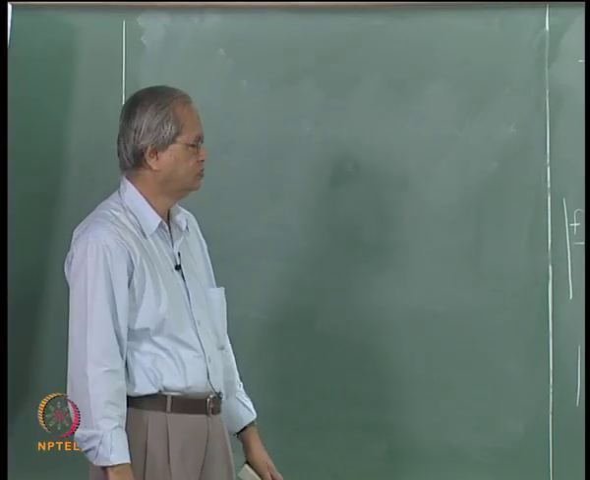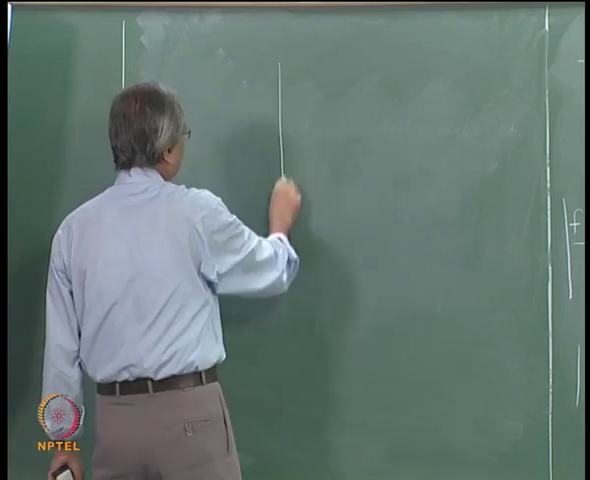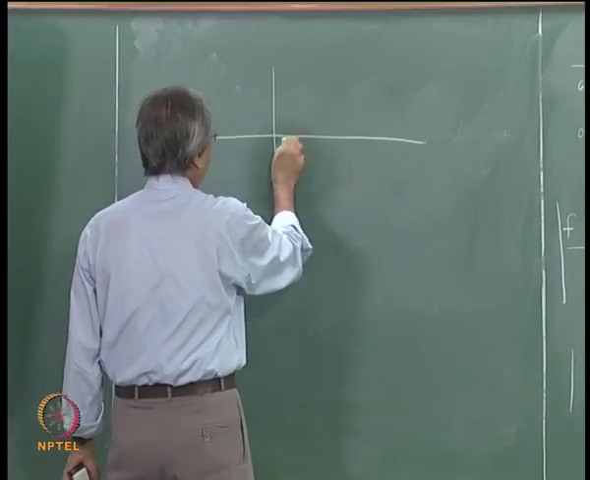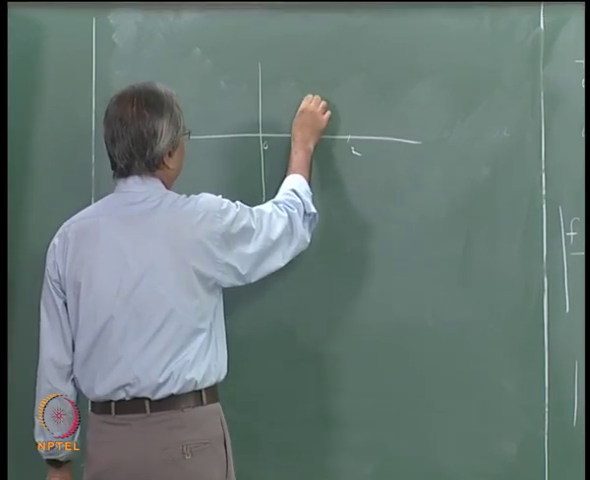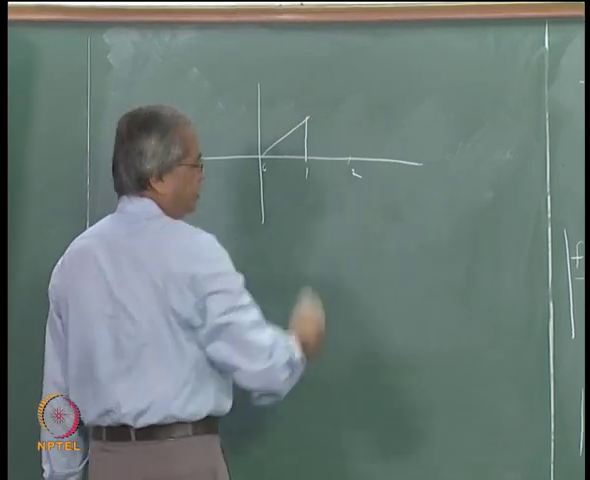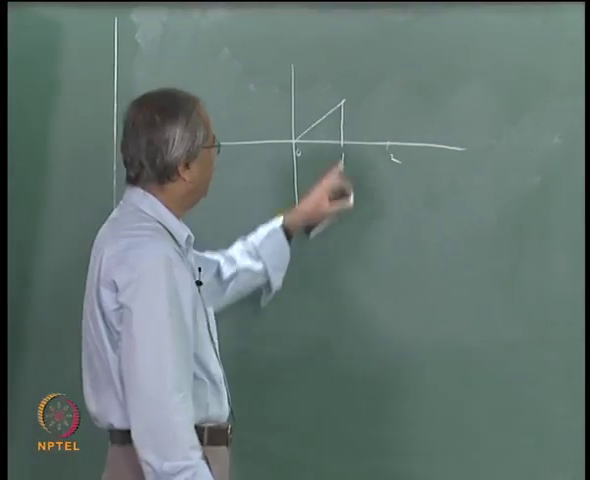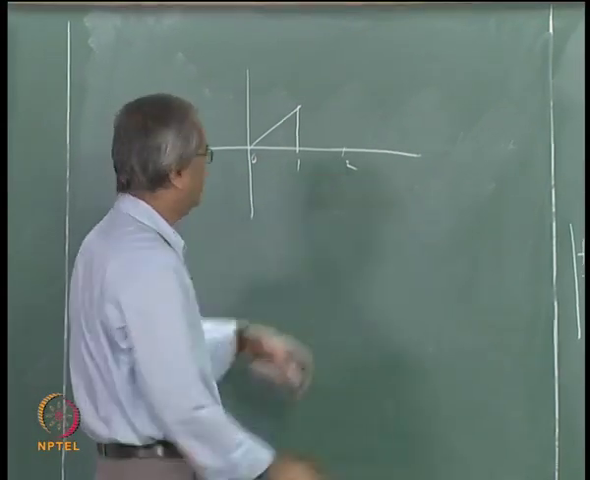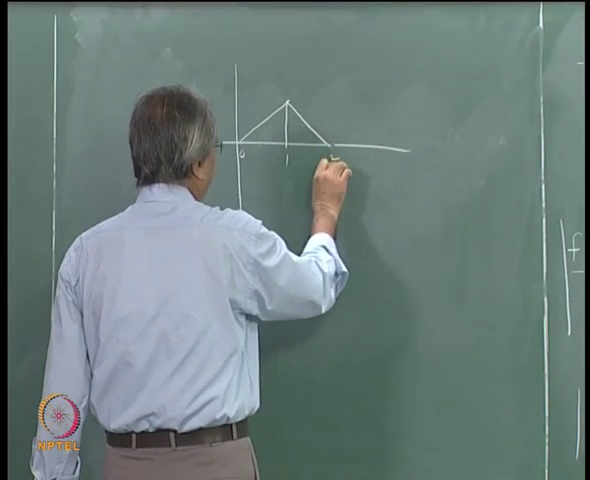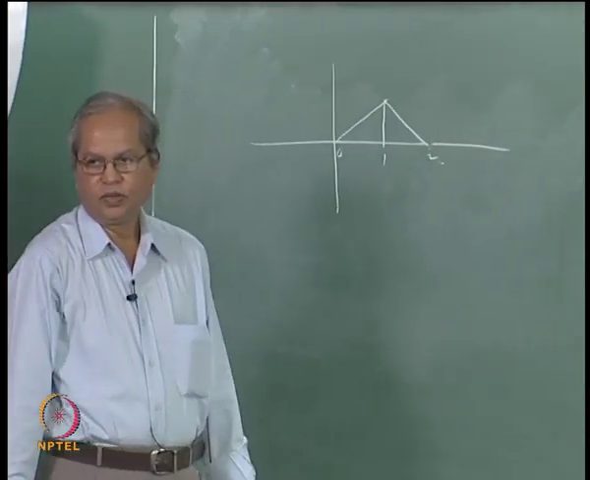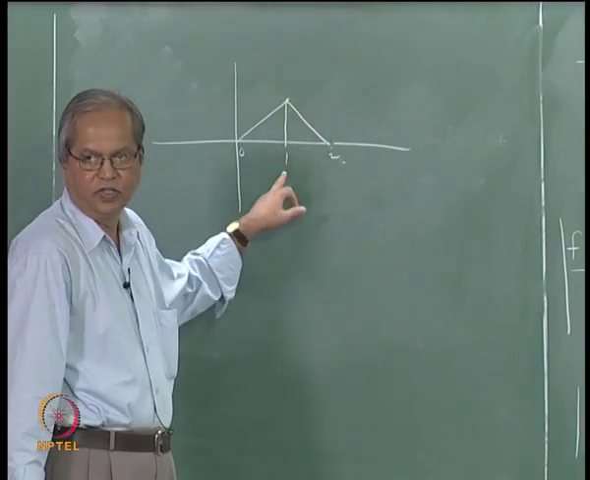I think it will help in drawing the graph of this function. Suppose this is 0 and that is 2, this is 1. Then between 0 and 1 it is nothing but x, and between 1 and 2 it is 2 minus x. That means it takes the value 1 at 1 and 0 at 2 again, and it is a straight line, so it is this. A fairly straightforward function, it is continuous everywhere, but not differentiable at x equal to 1.